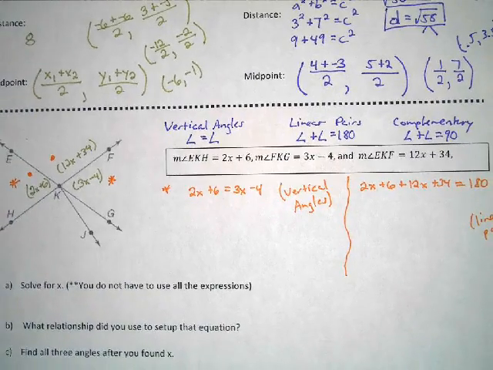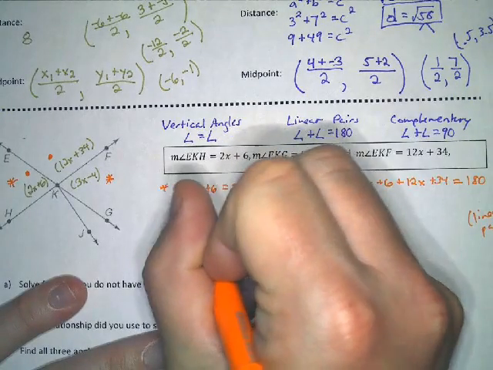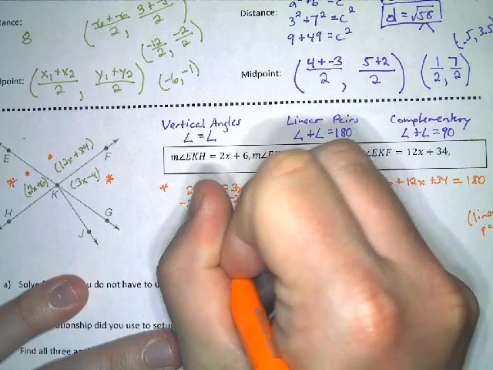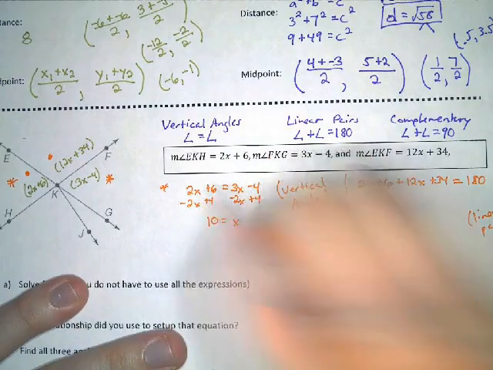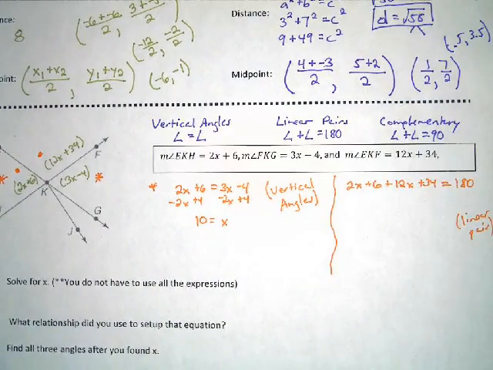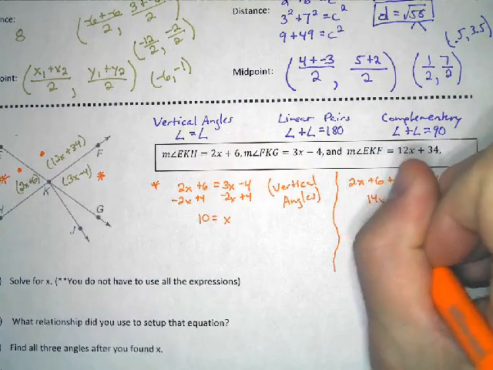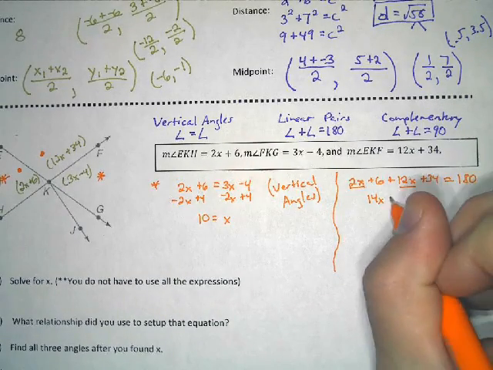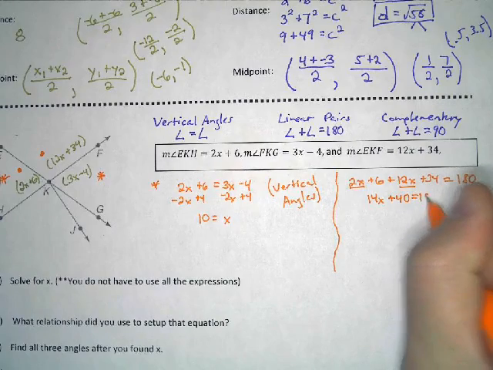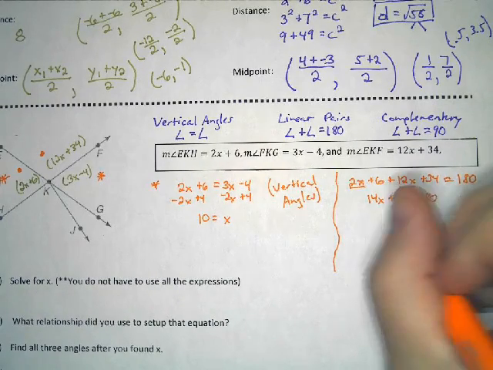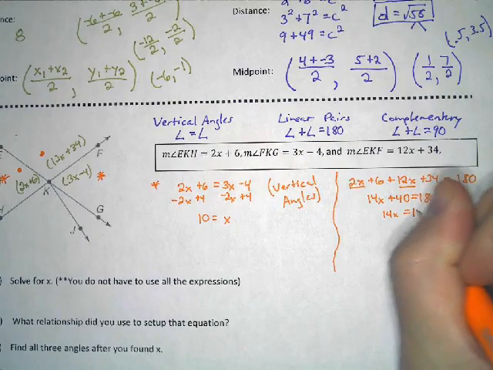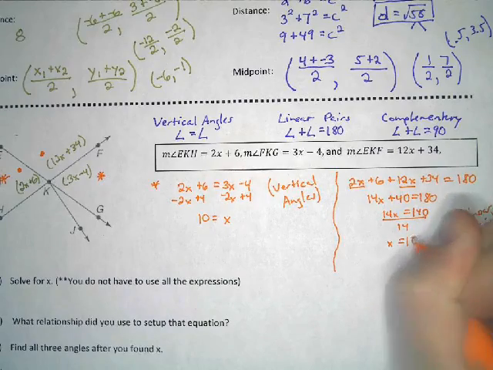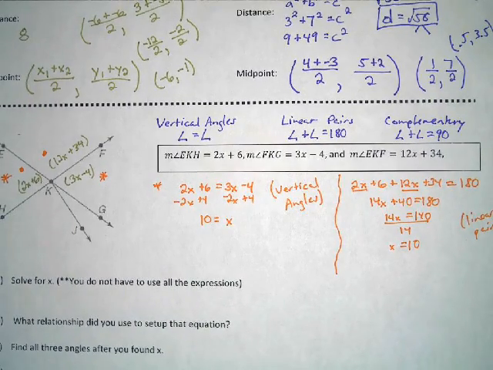So let's go ahead and solve these. Let's subtract the 2x. We get x, add the 4, 10. And if I do this, I'm going to cross my fingers, then I get the same thing. Collect like terms, 14x plus 40 equals 180. Subtract the 40, we get 140, divide by 14, x equals 10. So notice I get both.